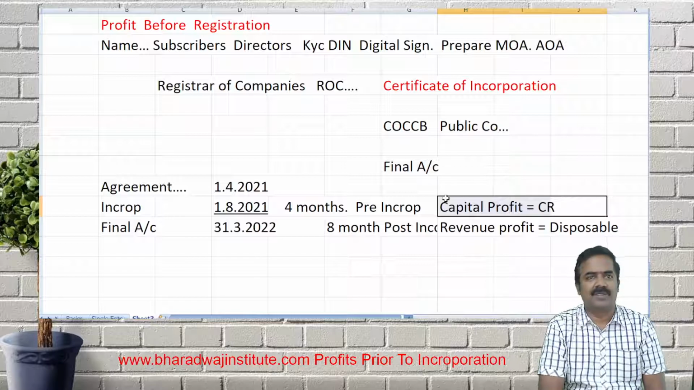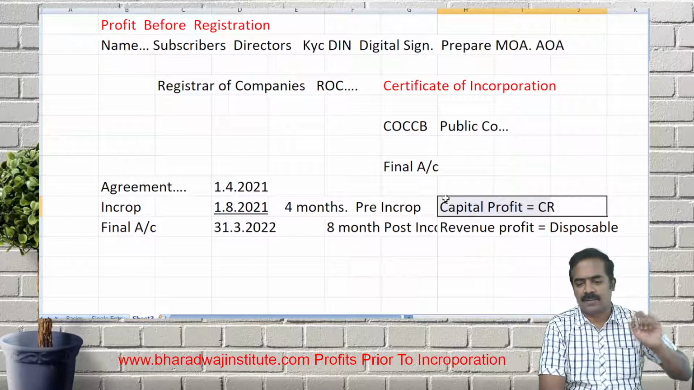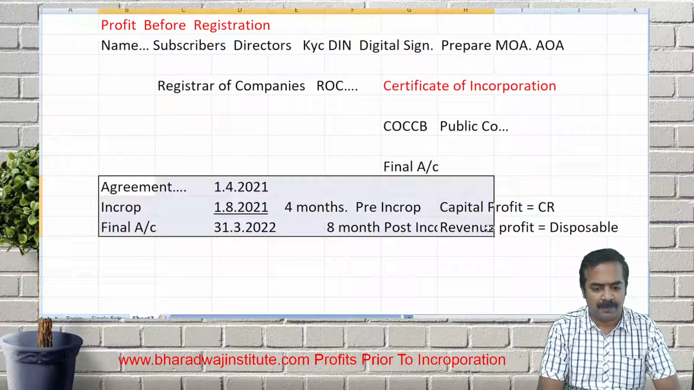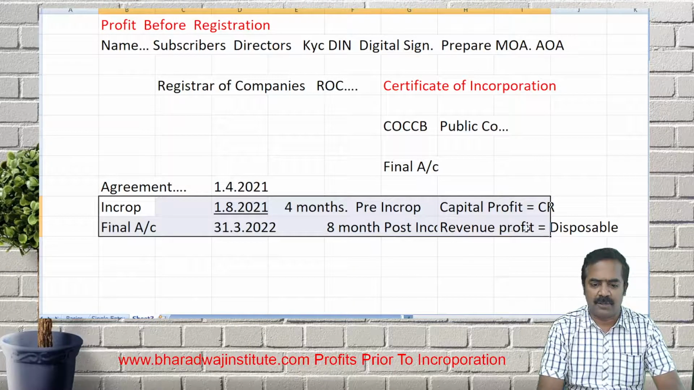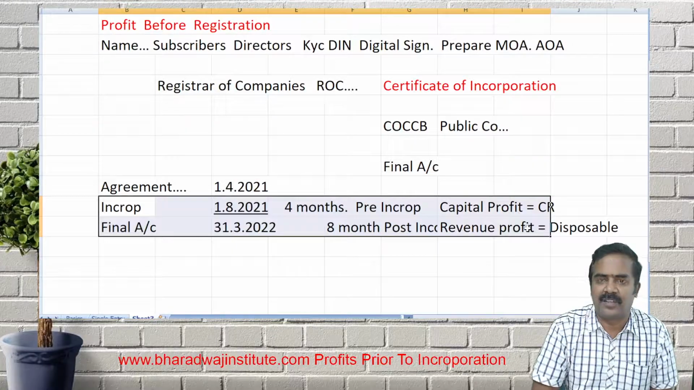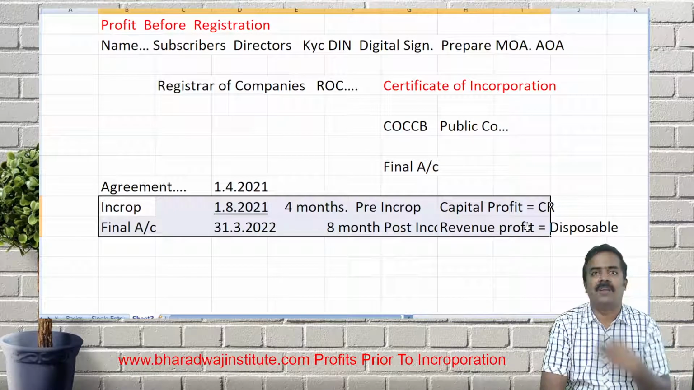Out of capital profit, can you declare dividend? You cannot declare dividend as per company law. So, as per company law, work out the capital profit and transfer to which one? Capital reserve. Work out the revenue profit. That you call it as which profit? Disposable profit or divisible profit, available for what? Dividend.